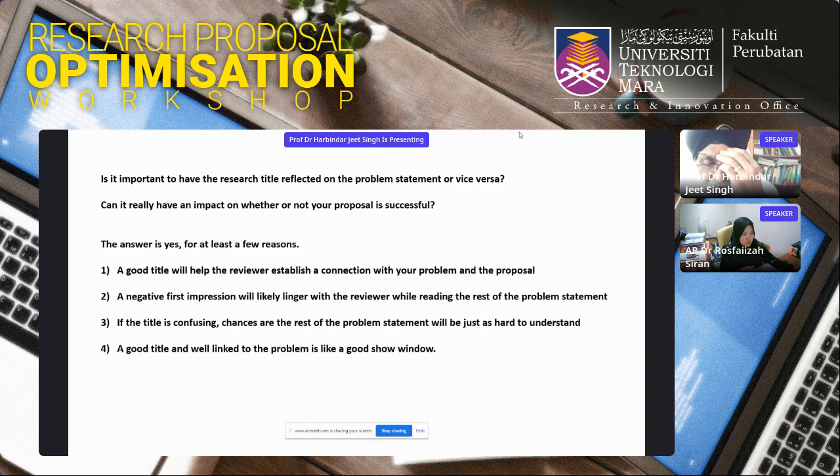Now, as I mentioned just now, there has to be a flow between your title, problem statement, research question, aim, study design, and what have you. So I have talked about the importance of a good problem statement and also the importance of a clear connect between the problem statement and the title. And let's very quickly look at the key components or elements in a problem statement.